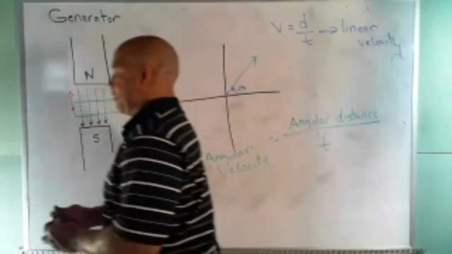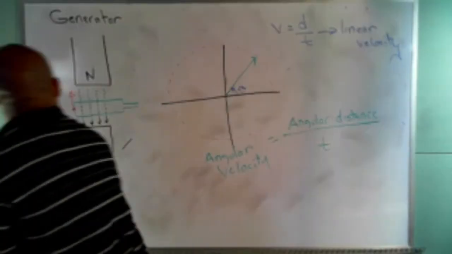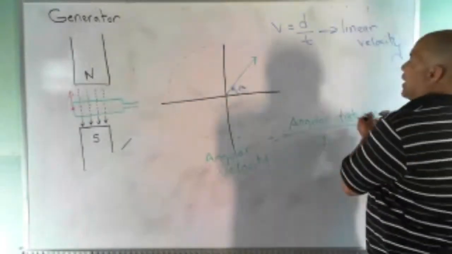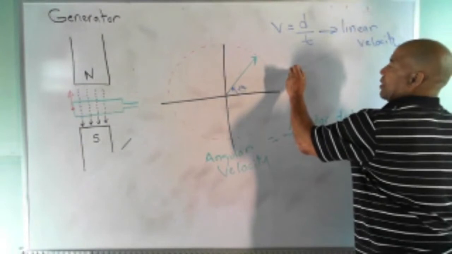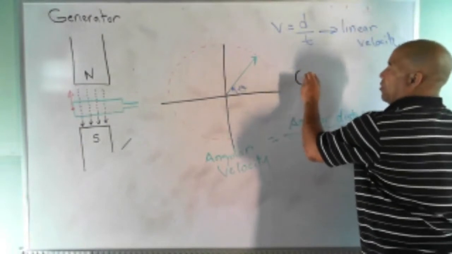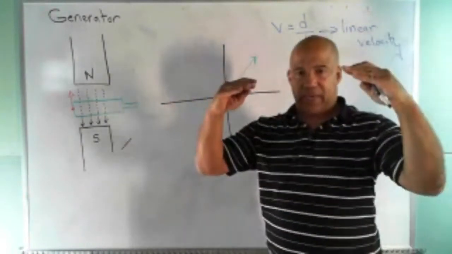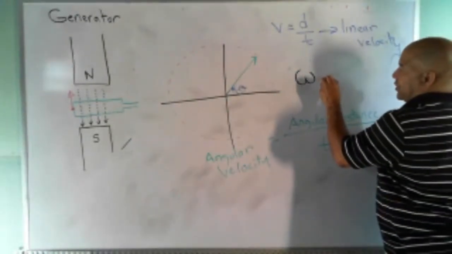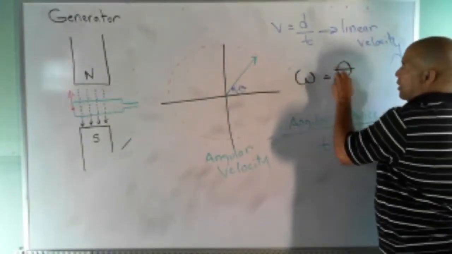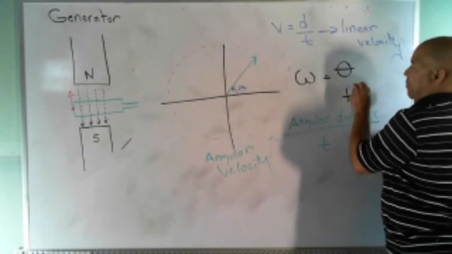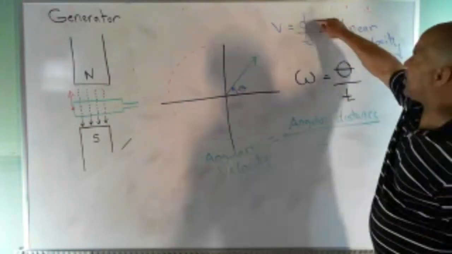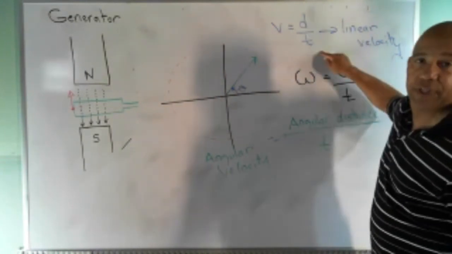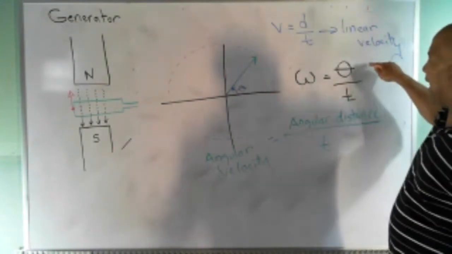And so as a formula, let me show you what that would look like. For linear velocity, they use a V. For angular velocity, they use this Greek letter omega. Looks like a W with the sides bent. So this angular velocity is the angle divided by time. So I can do distance divided by time. Maybe this is so many meters per second. Or I can do the angle divided by time.